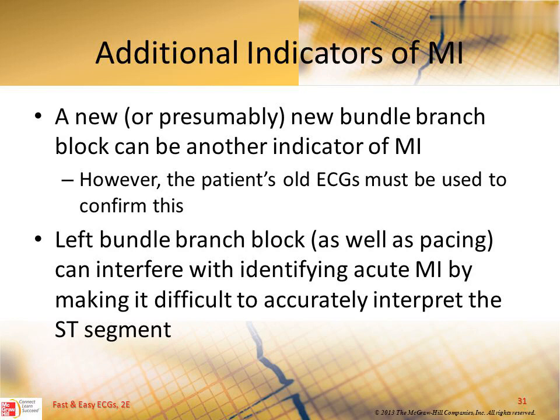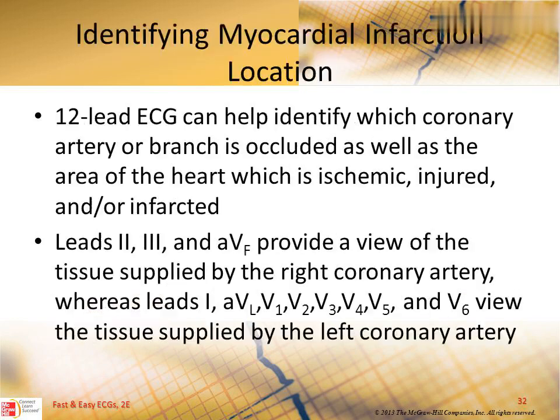Left bundle branch block, as well as pacing, can interfere with identifying acute MI by making it difficult to accurately interpret the ST segment. Identifying myocardial infarction location: 12-lead ECG can help identify which coronary artery or branch is occluded, as well as the area of the heart which is ischemic, injured, and/or infarcted.